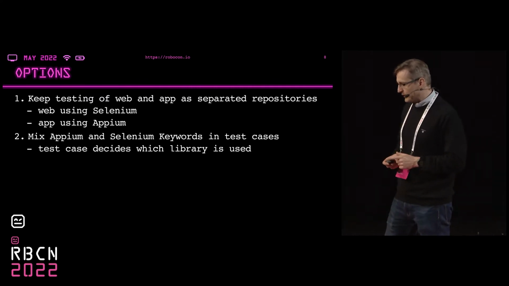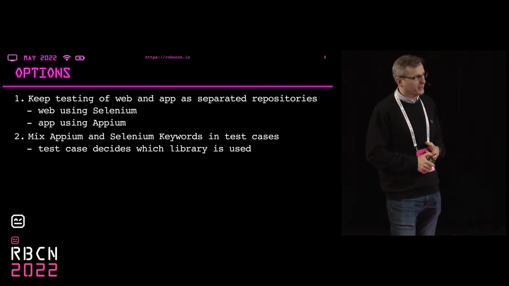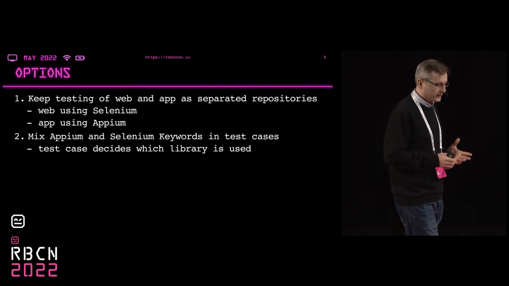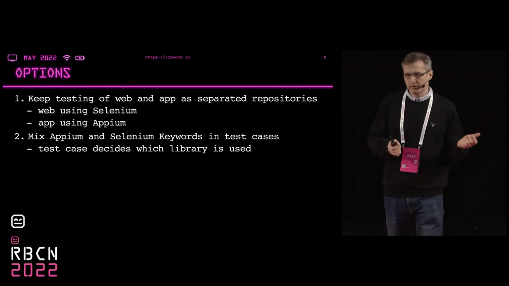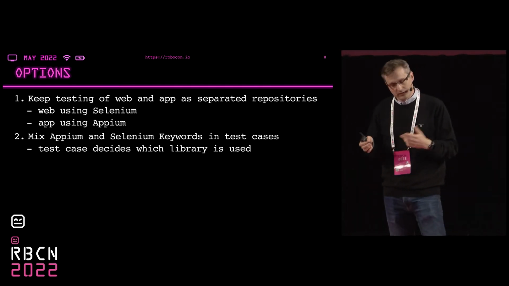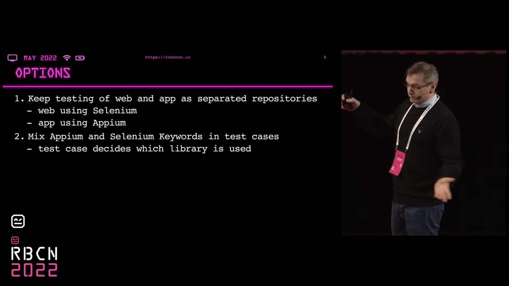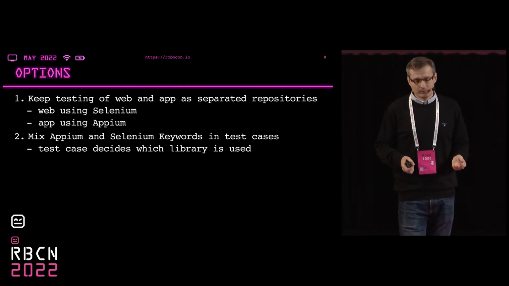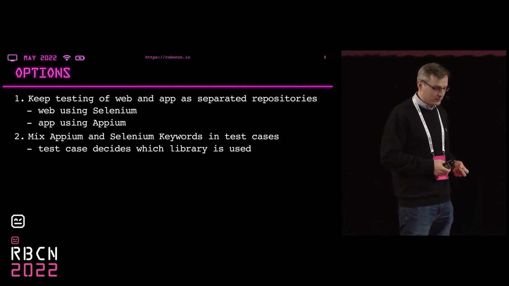But the problem with this approach is that it would complicate test automation quite a lot. All the test cases would do double work. They would do the work either for the native part, for the app, or for the web. So the size of the test cases would at least be doubled. That was not good for maintenance.